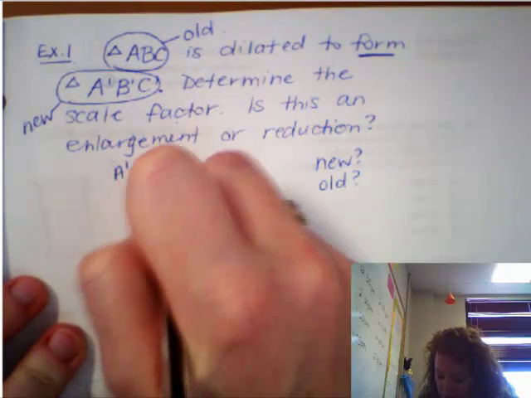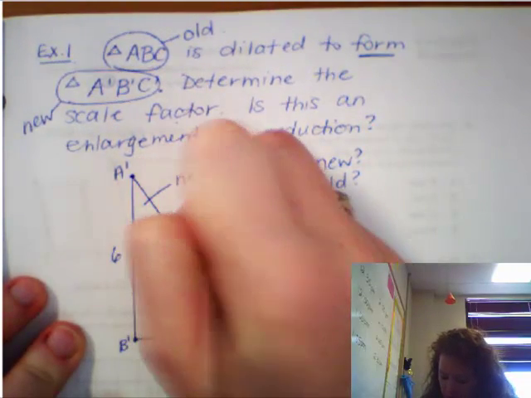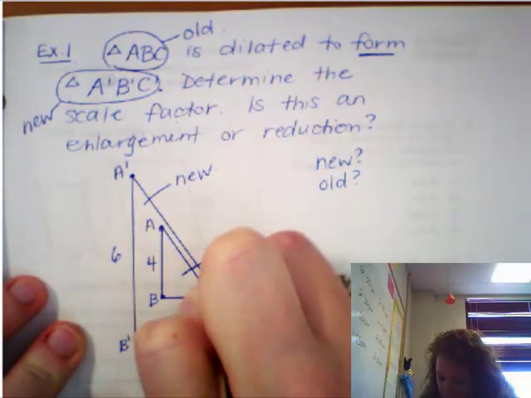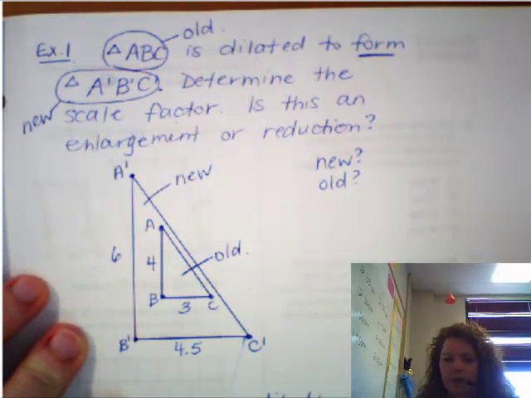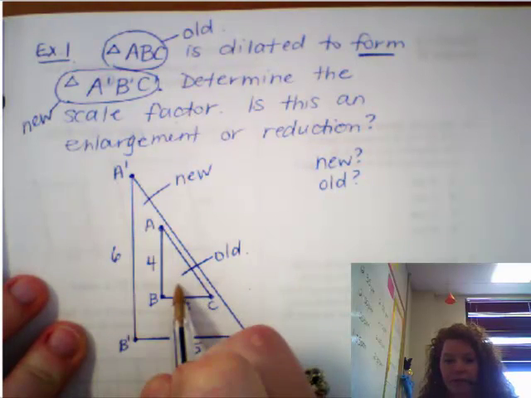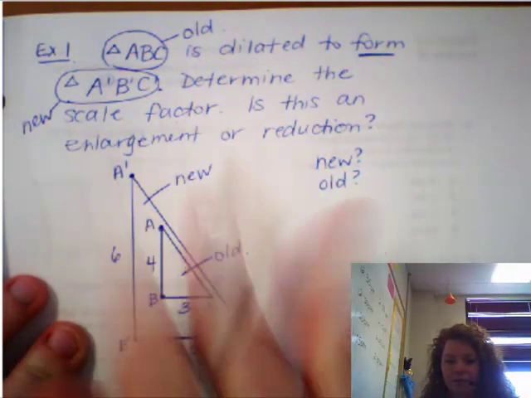So down here we could label this as well. The big triangle is new, and that little triangle is the old one. This is what we started with, and then we dilated it and it became this new one.